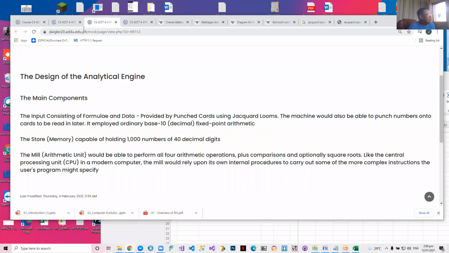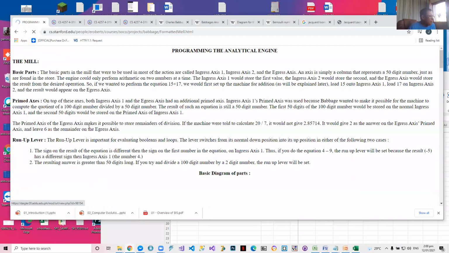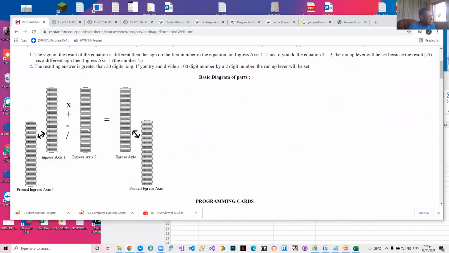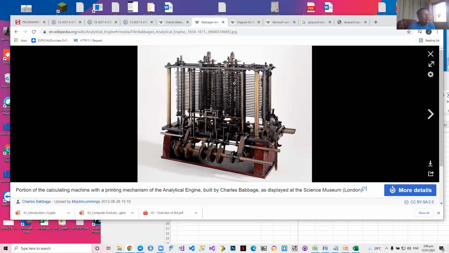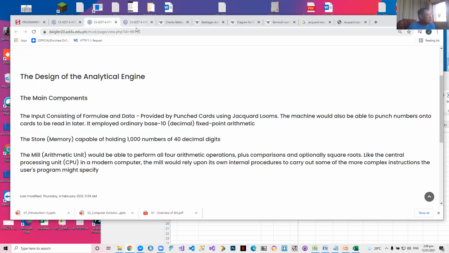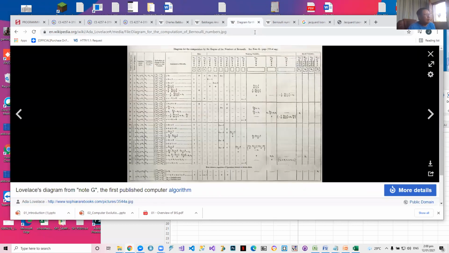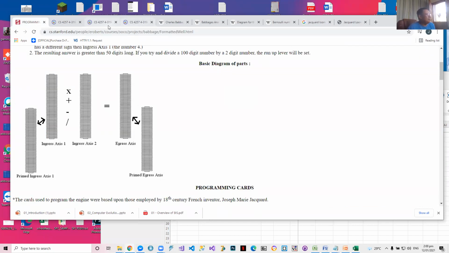Any questions so far? How do you program the analytical engine? Okay, so this is the mill. Now let's look at the picture. Ito yung mill. Let me just set them side by side.